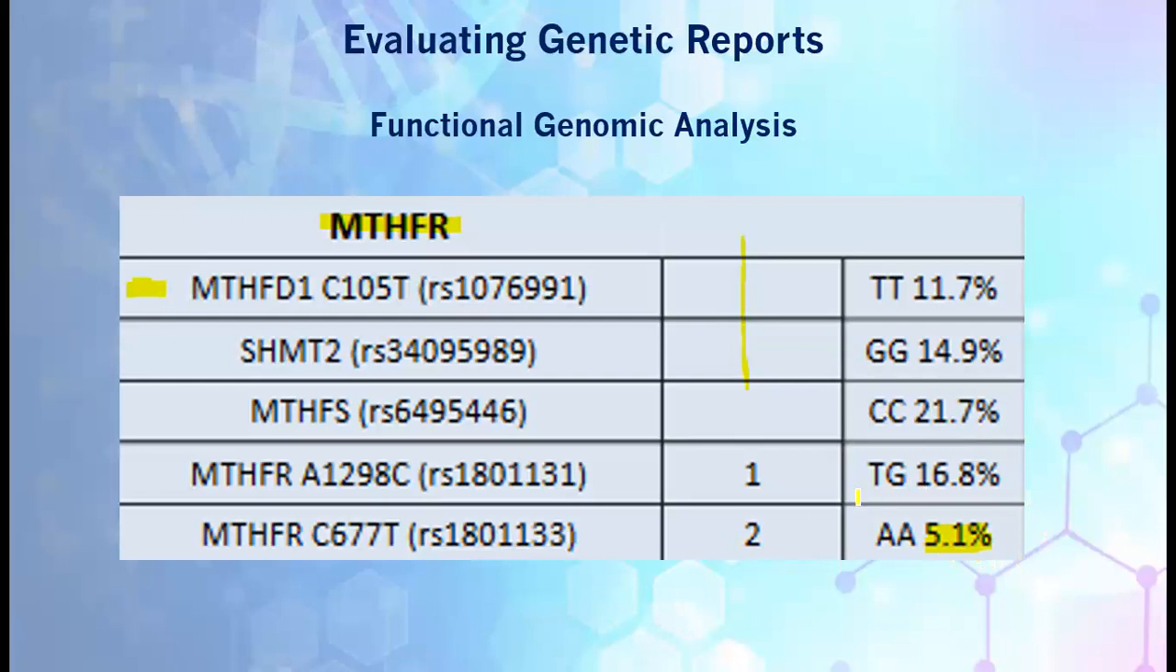So if we look here at this MTHFR 677, where this shows a 5.1%, and this person has a 2 there, only about 5% of the population has a 2, okay? And if we look at the one above this, only about 16.8% of the population has a 1. So the lower the number, the rarer it is, okay?